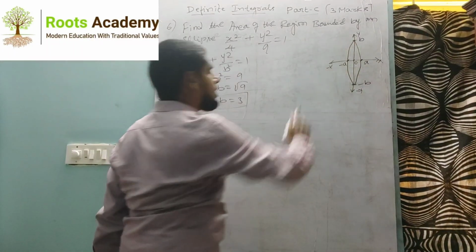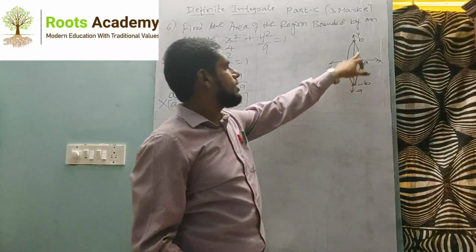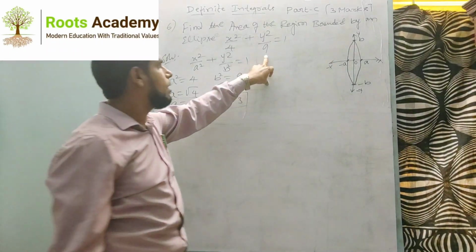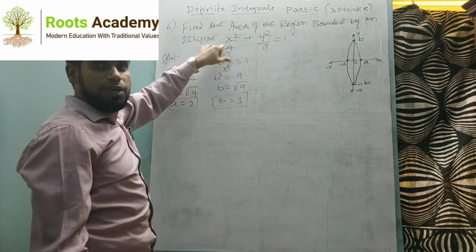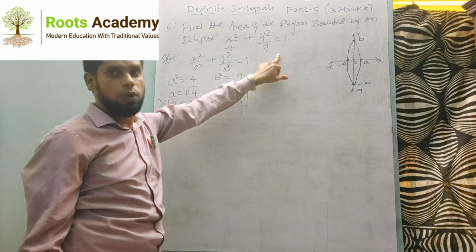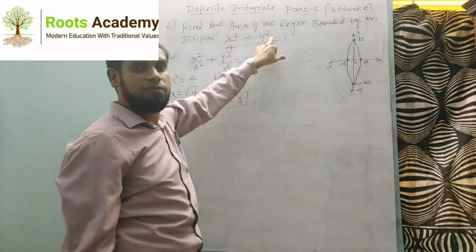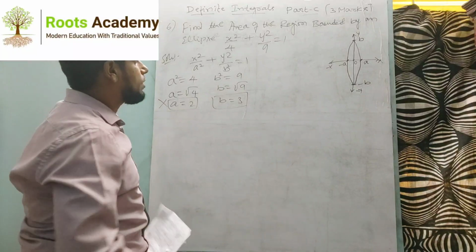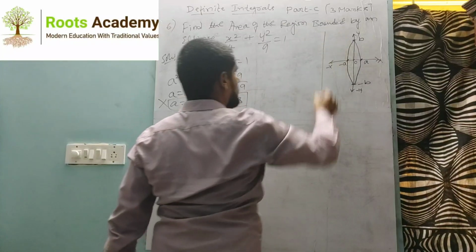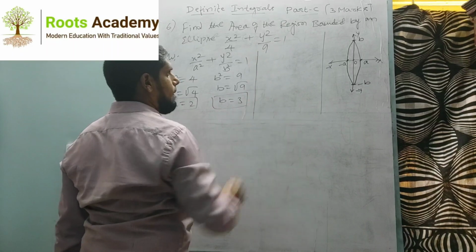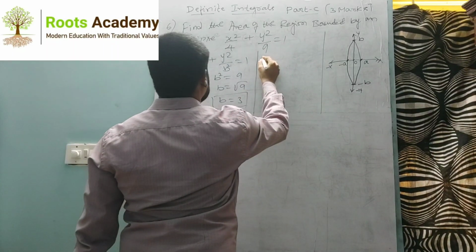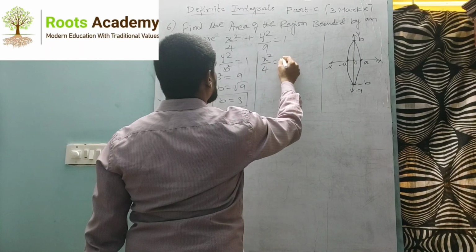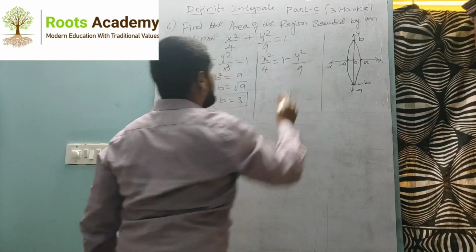Since it is on the y-axis, I said it is on the y-axis because the y variables are greater here. The y point is greater. So I should integrate this ellipse with respect to y. If I am finding the integral with respect to y, I should know what is the value of x. To find the value of x, x square by 4 is equal to 1 minus y square by 9.